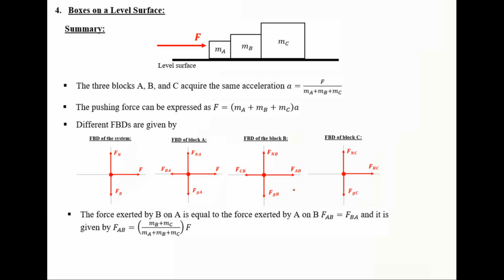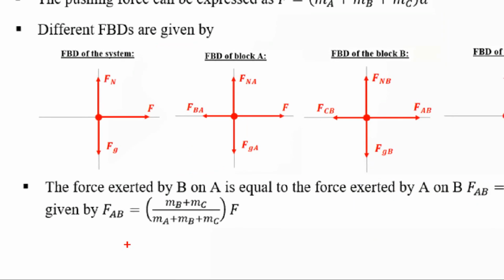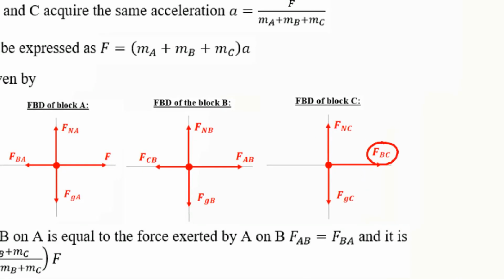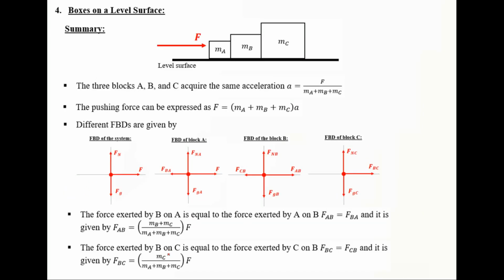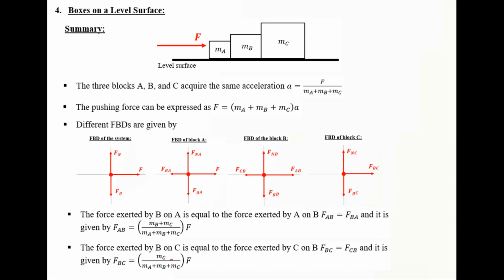Now the forces of interaction FA on B and FB on A are equal according to Newton's third law, as we shall see later, and they are given by this expression: a factor multiplied by the total force. In the numerator, it would be the sum of the masses MB and MC, which is the mass excluding our system, which is A, divided by the total mass. And for the force of interaction BC, which is equal to CB according to Newton's third law, that would be the following expression: the capital F multiplied by a ratio given by MC divided by the total mass.